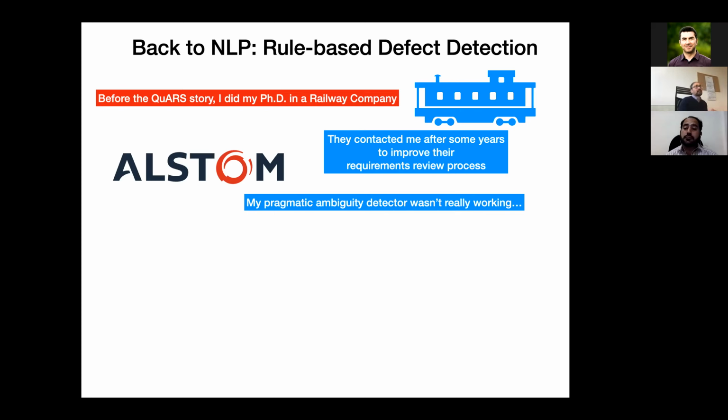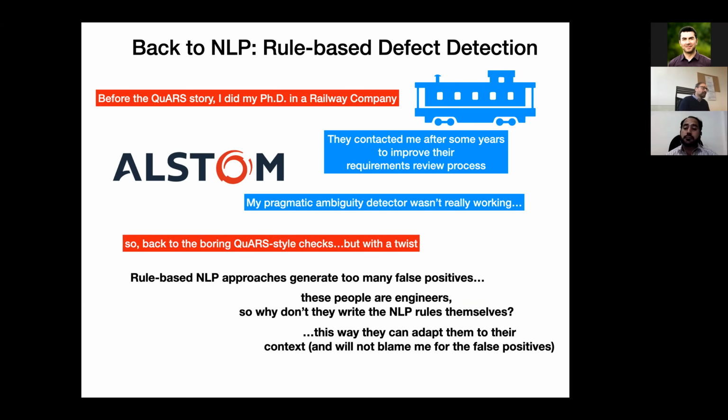Before the Quad story, I did my PhD in a railway company, okay? And after some years, they contacted me to improve their requirements process. They knew that I was working on NLP for requirements engineering. So they said, okay, we want to apply your techniques in our field. My pragmatic ambiguity detector never really worked in a decent way, in a way that could be ported to a company, also because we didn't develop the annotated data set. So back to the boring Quad style checks and see what happens, but with a twist.